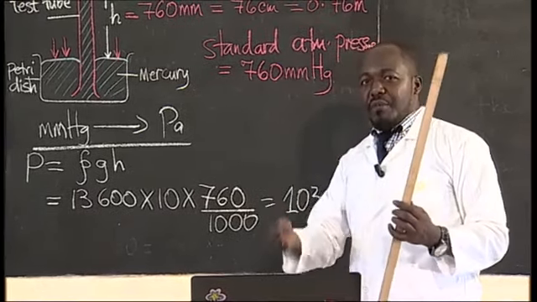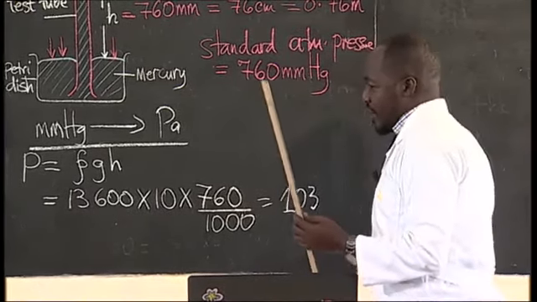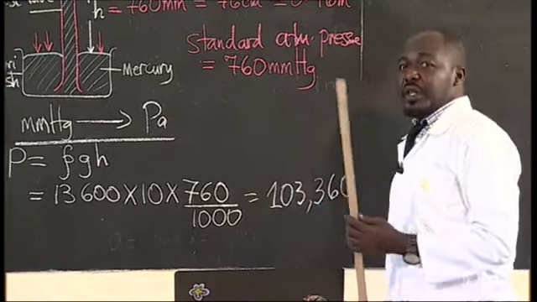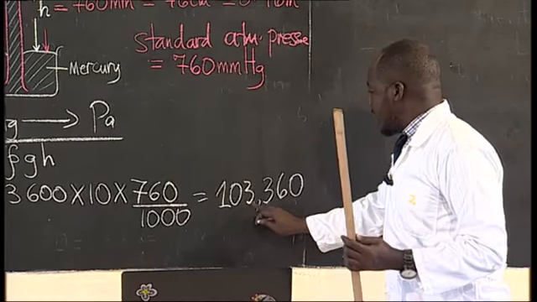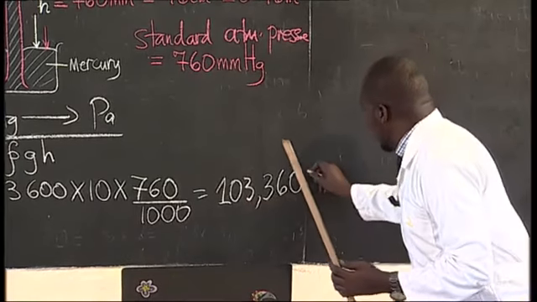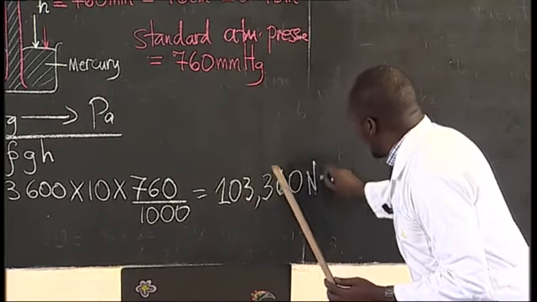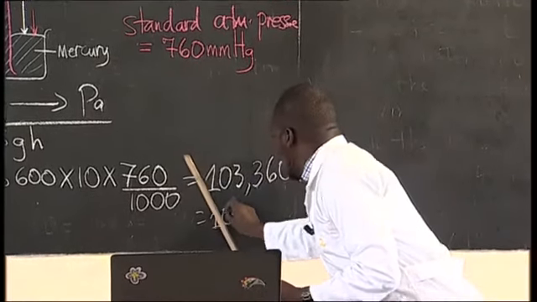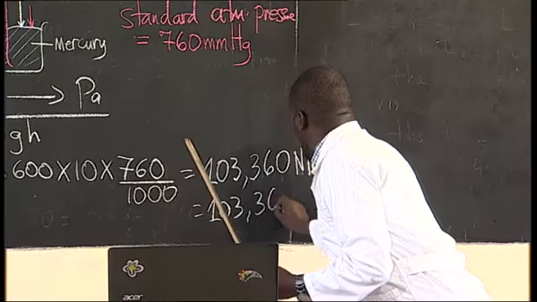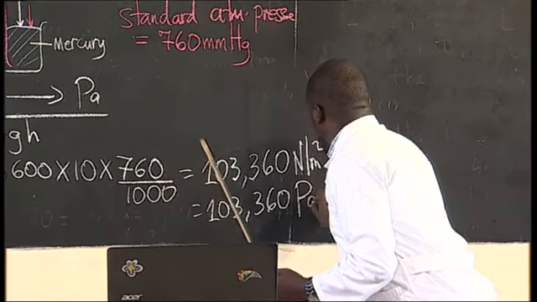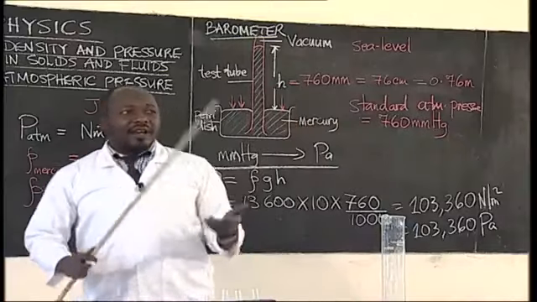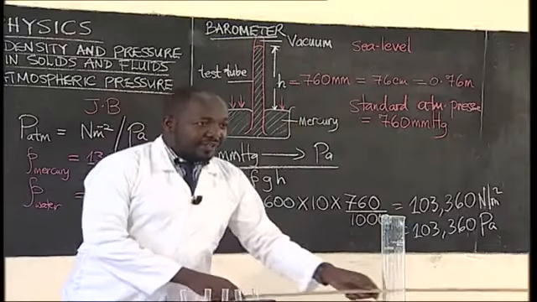Please try to compute this also. 103,360. That's what you are going to get. 103,360 Newton per meter squared. We can also say 103,360 Pascal. Because remember, 1 Pascal is equal to 1 Newton per meter squared.